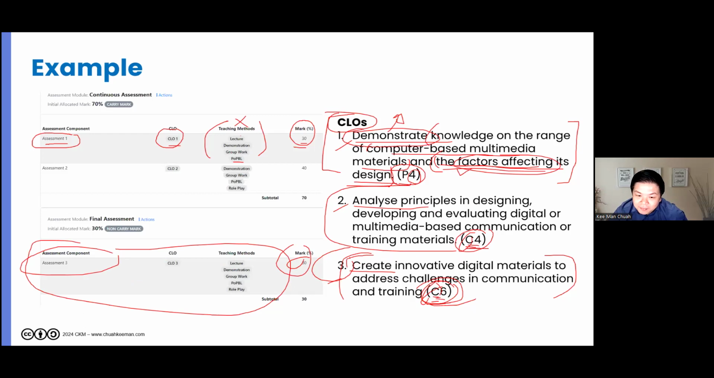But the verb here says create, right? So in my case, of course, this is my course, I can't do a final exam to test them on how to create because it doesn't make sense. It becomes so unauthentic, or non-authentic. But if this one is aligned to the final exam, then maybe, because they can analyze principles and all that, that sounds more like something possibly done in a written exam, right?